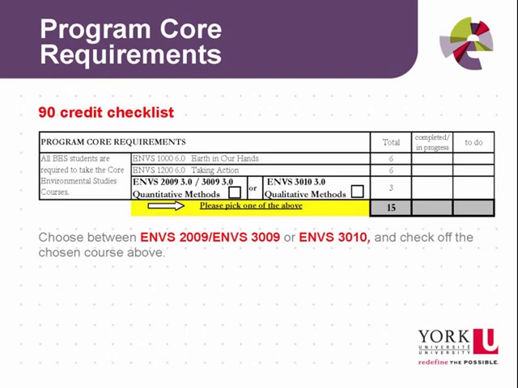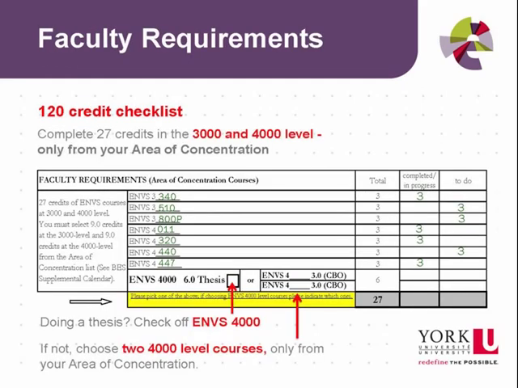This slide shows the program core requirements for the 90 credit program. Indicate in the proper column a 3 or a 6 credit value for which courses you have completed or have in progress, and which courses you have left to do. The next section is Faculty Requirements. This slide shows the 120 credit checklist.